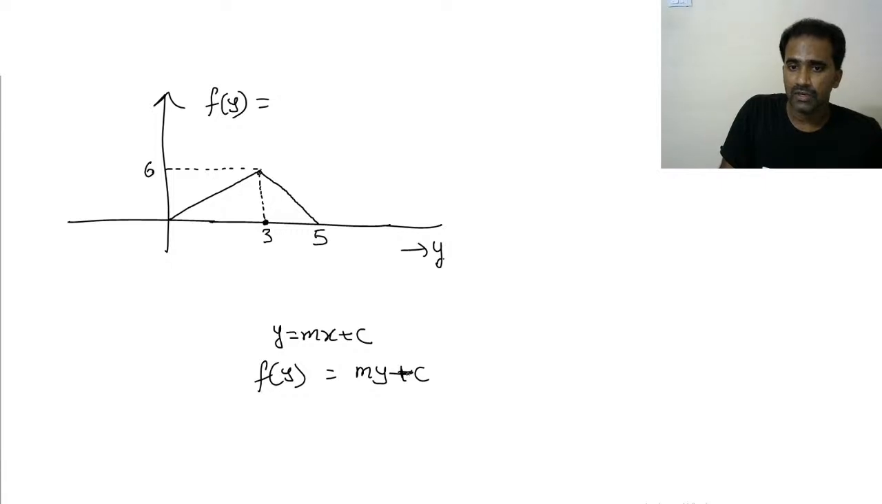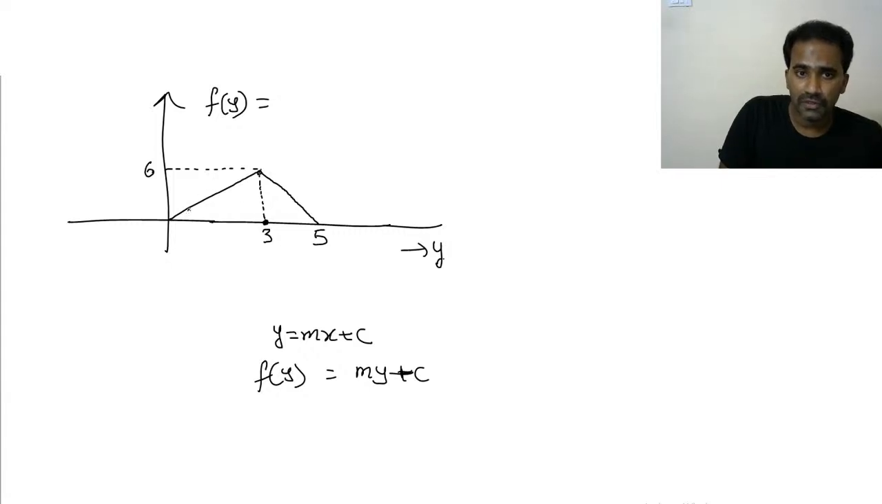Okay, so based on the variables in the graph you have to adapt accordingly. So don't blindly take y equal to mx plus c always. Y equal to mx plus c will change according to the variables involved. In place of x we are having y here, that's why I'm taking y here. In place of y we are having f of y.